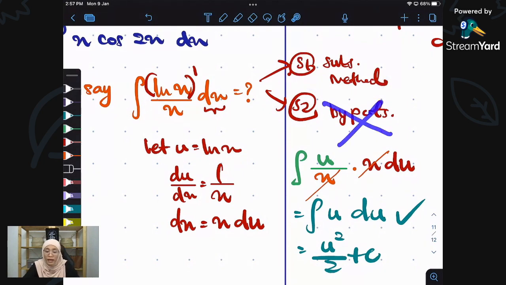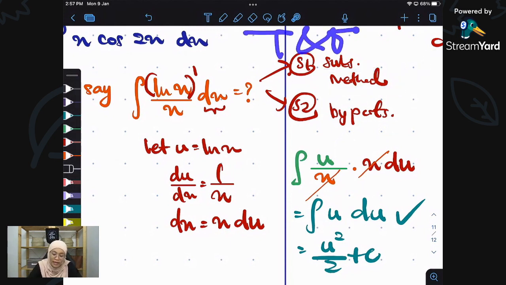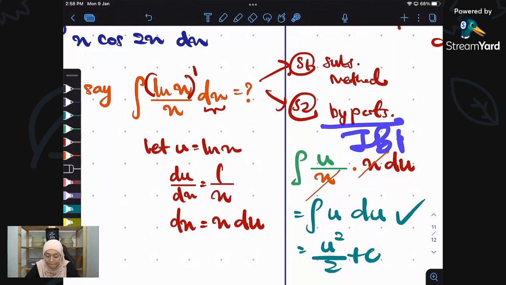Tak perlulah pakai by parts. Kalau sudah pun tahu boleh pakai substitution method. So sebelum tu, you guys mestilah try and error. Try and error dari mana? Mesti wajib try and error daripada substitution method. Kalau substitution method berjaya, then you are happy. Kalau tak berjaya, don't be sad. You must use IBP, by parts.